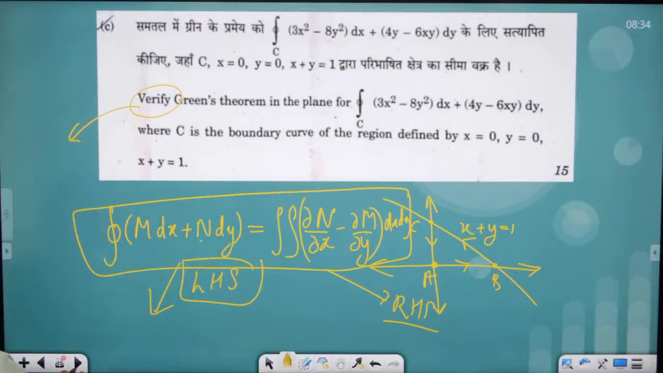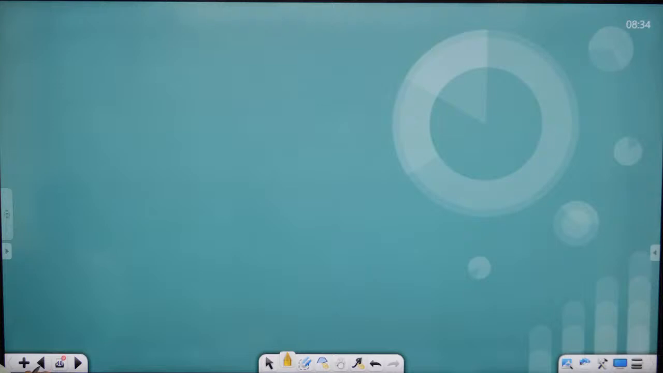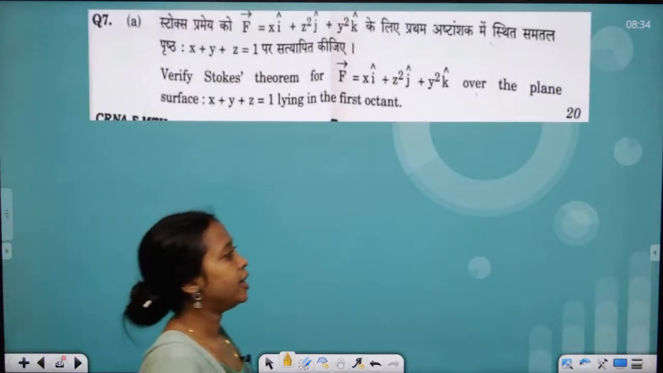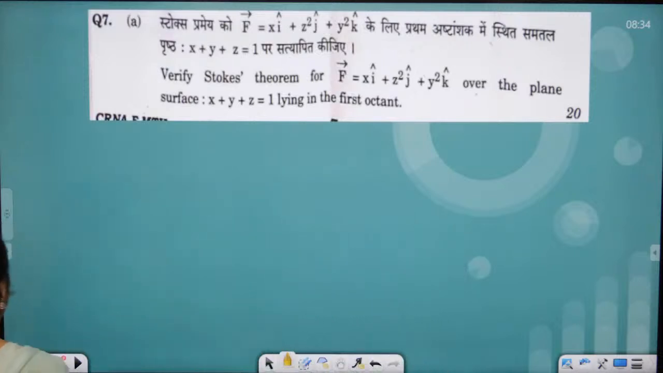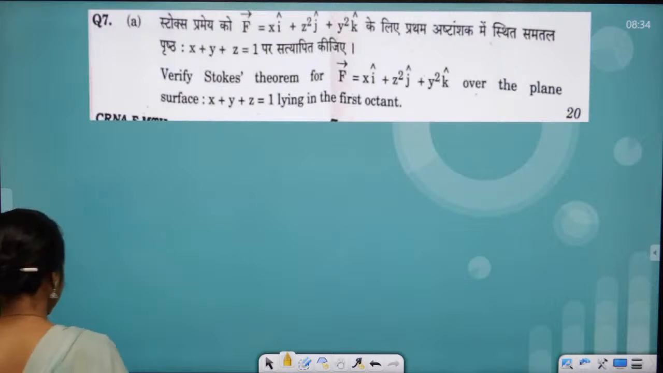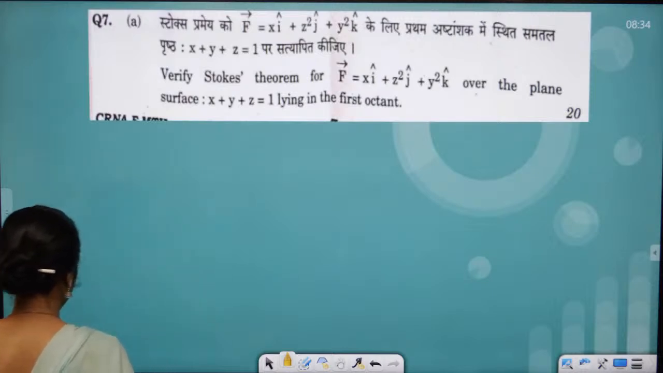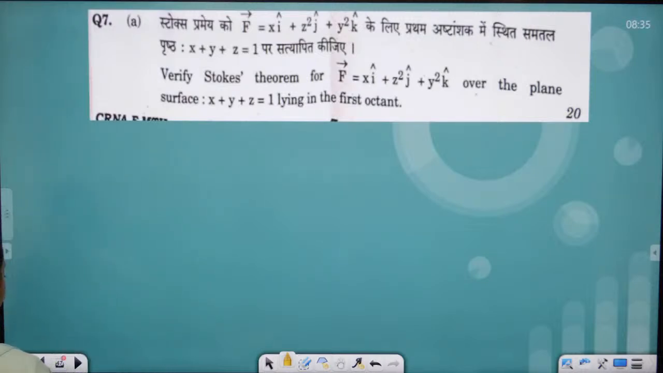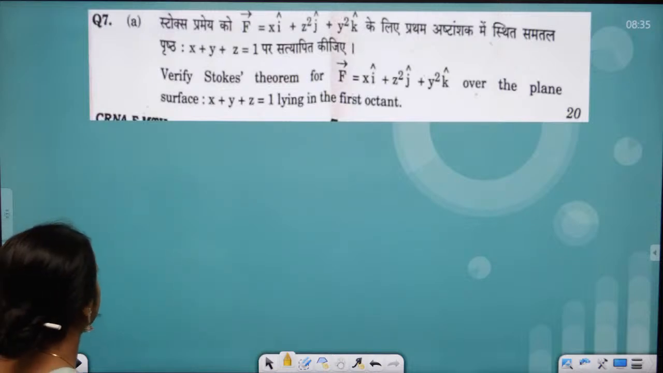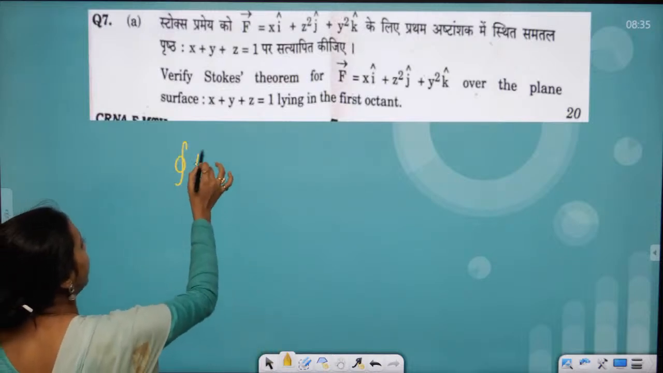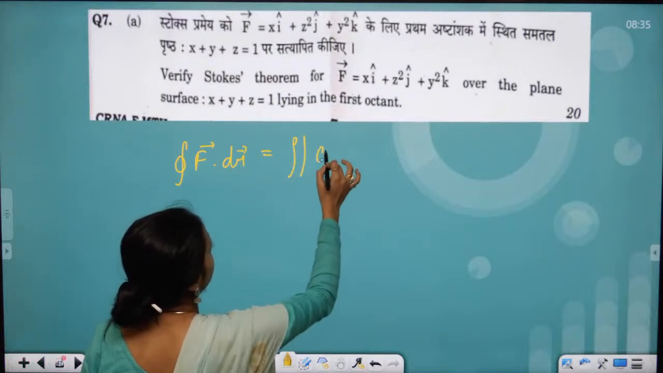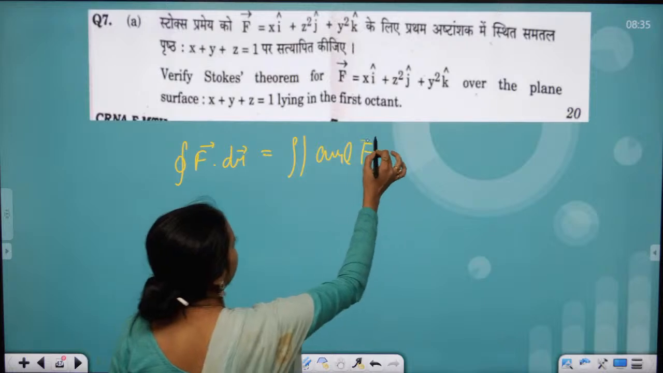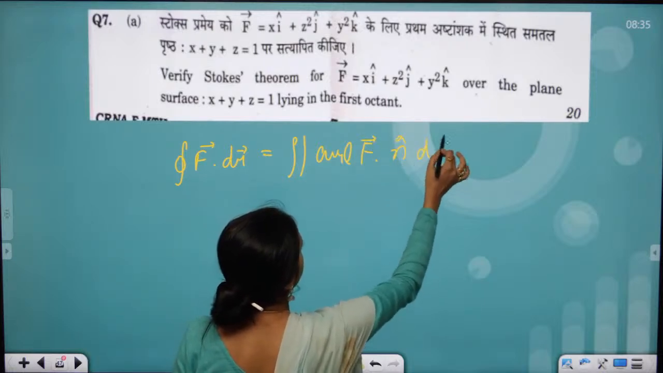So Green's theorem, Stokes theorem, every time. What is Stokes theorem? This is the relation between a single integration, the line integral, and the double integral, where curl comes into the picture. So this is basically the line integral of F dot dr is equal to the surface integral of curl of F dot n cap dS.